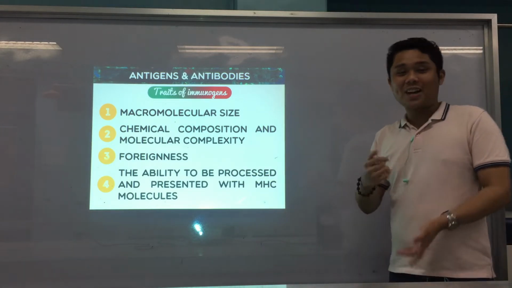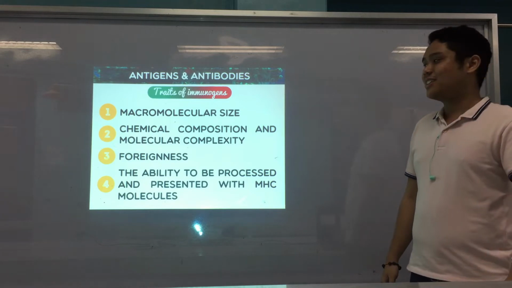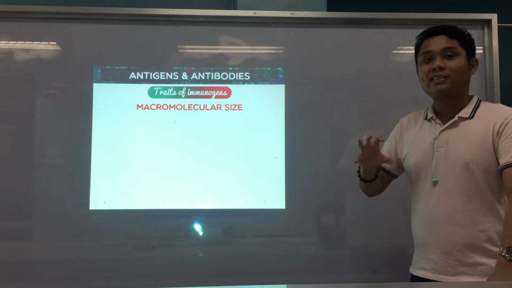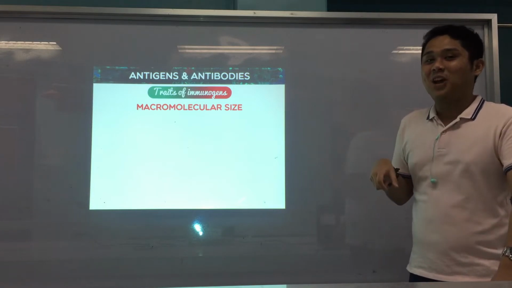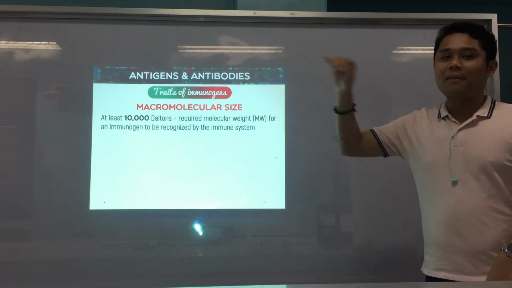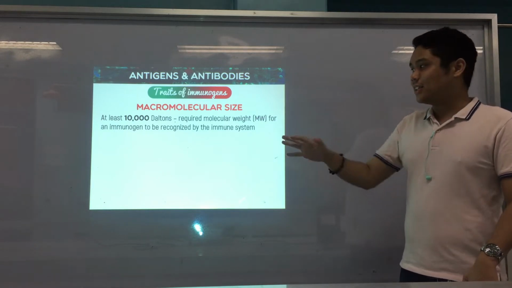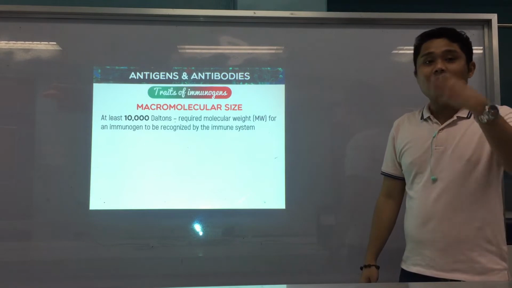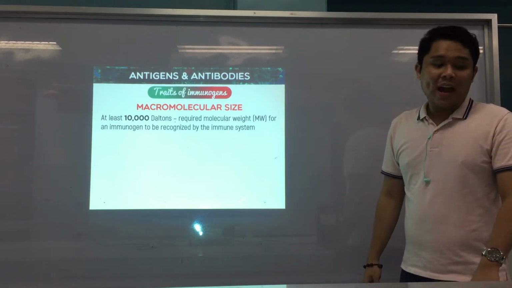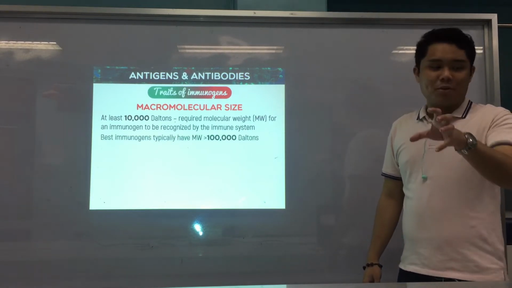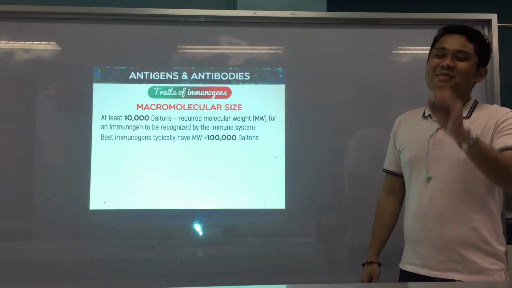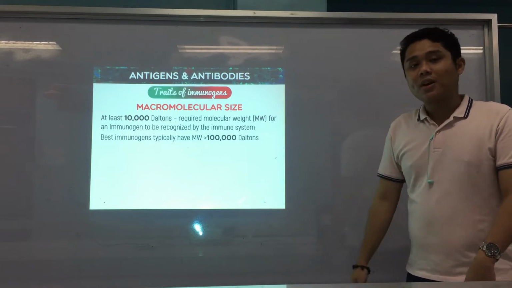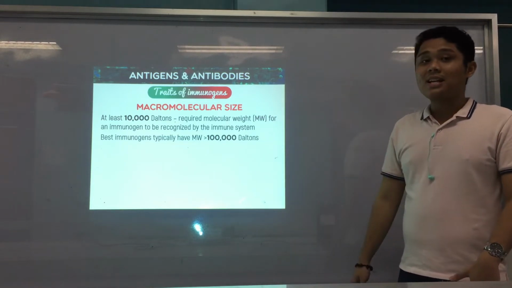Okay, so start first again with size. Macromolecular size. So what size is effective for it to be an immunogen? First, the minimum is at least 10,000 Daltons. That's the required molecular weight for an immunogen to be recognized by your immune system. And typically, the best immunogens have a molecular weight usually greater than 100,000 Daltons.